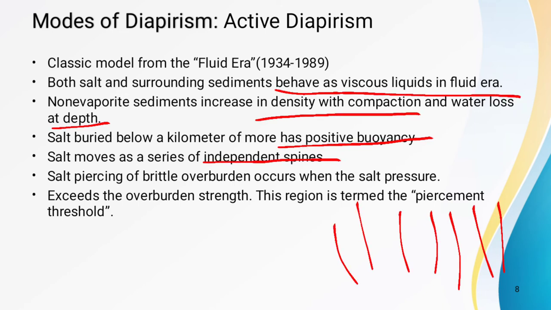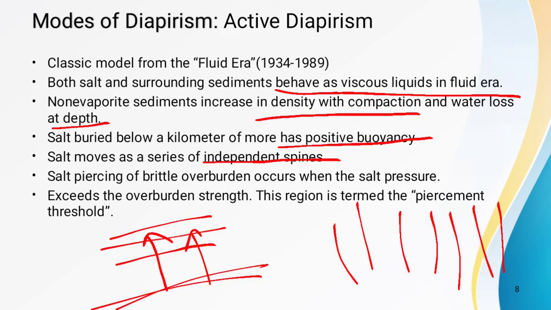Salt piercing of a brittle overburden occurs when the salt pressure exceeds the overburden strength, known as the threshold. Salt will pierce the overburden layer when the salt pressure exceeds the overburden strength, and this is known as the salt piercing threshold. When the pressure increases, the stress will exceed the overburden.